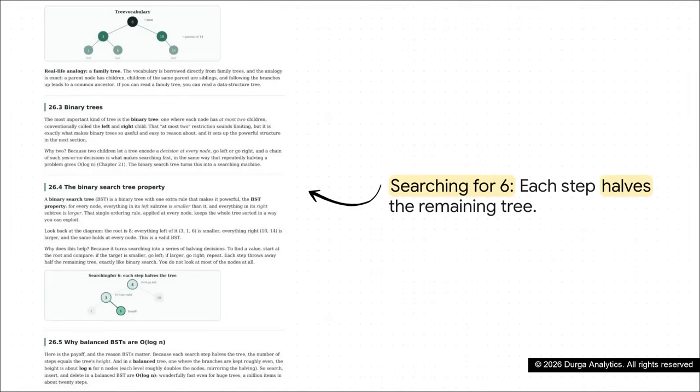So, if we are searching for the number 6, we just follow the math. We start at 8. Well, 6 is less than 8, so we take the left branch down to 3. Now 6 is greater than 3, so we take the right branch, and boom, we found it. At every single node, you are literally discarding half of the remaining data. You don't even have to look at the vast majority of the nodes in the structure.